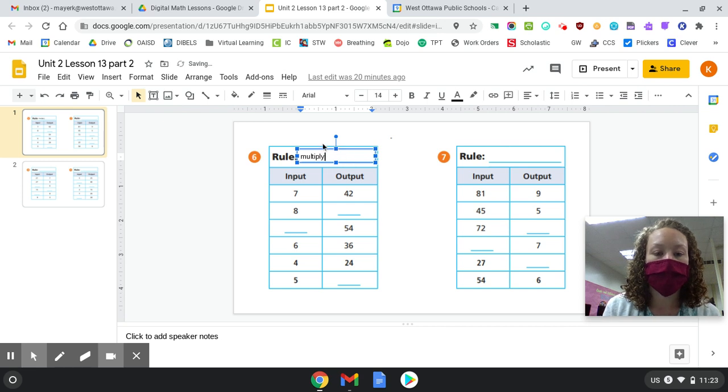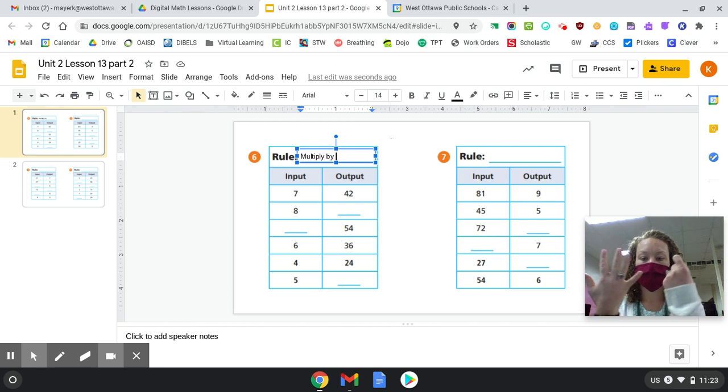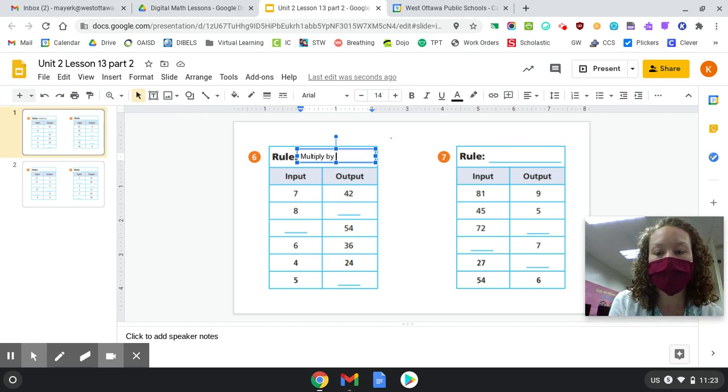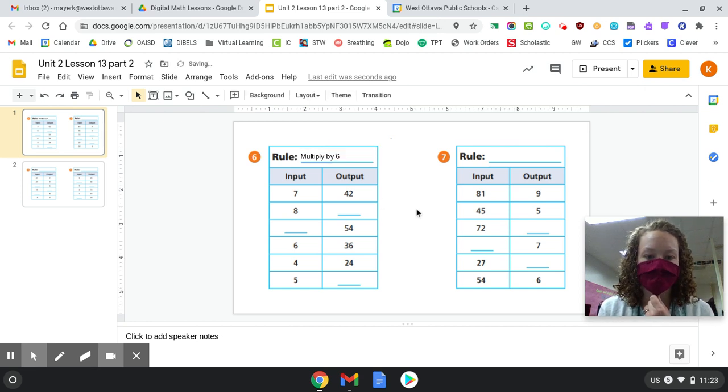So up in the rule, I'm going to type multiply by, and then we have to figure out what to multiply by. 7 times what gets us 42. So we could count by 7s until we get to 42. 7, 14, 21, 28, 35, 42. And I can see that it's 6. So I think the rule is multiply by 6, but I need to check and make sure.